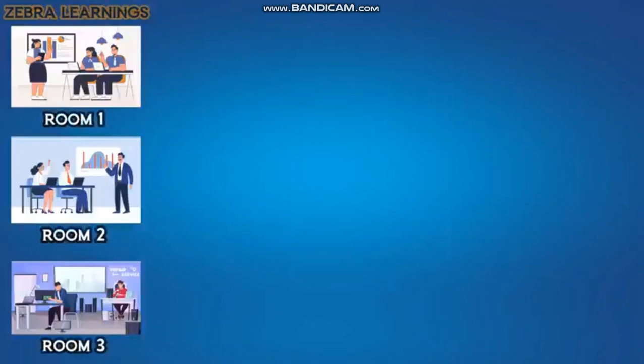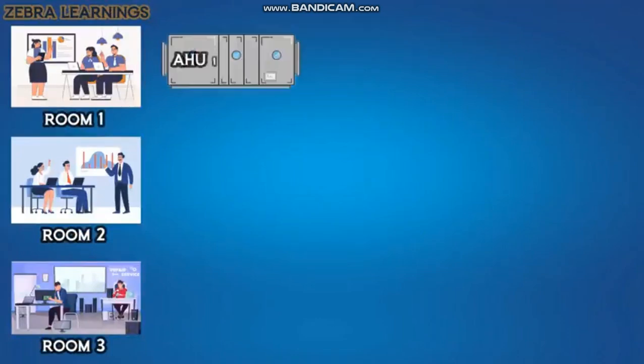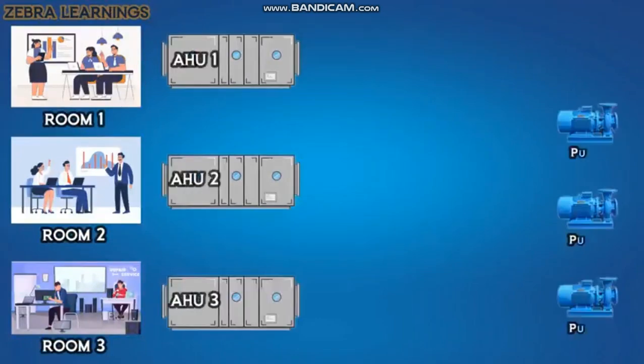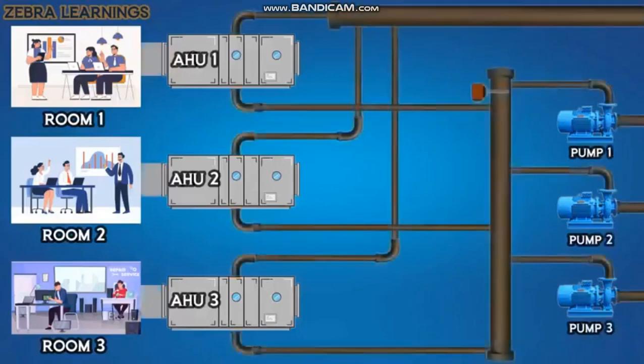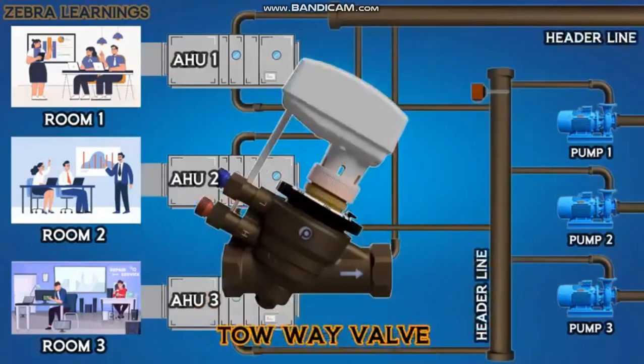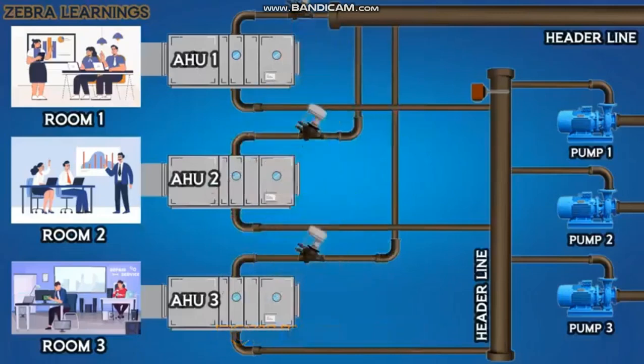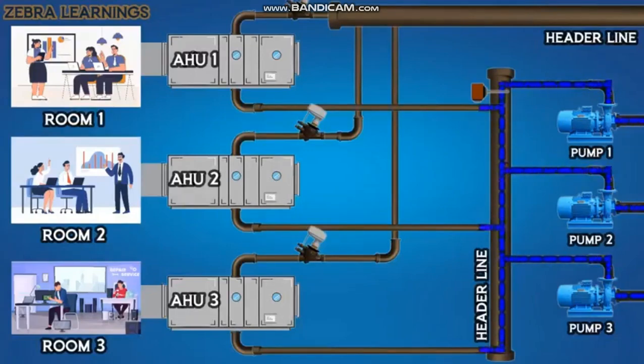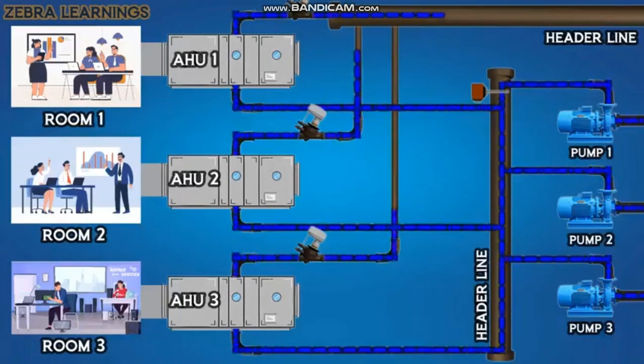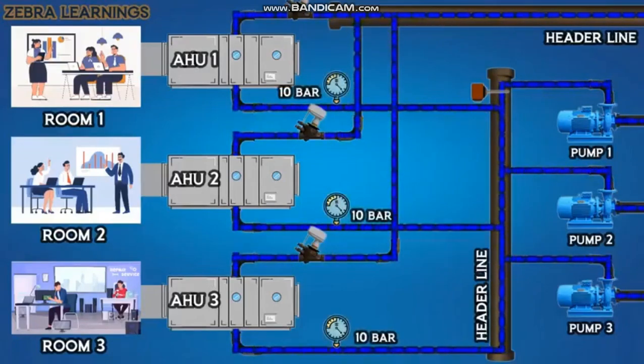Let's take 3 rooms, and take 1 AHU for each room, and 3 pumps. Now let's install two-way valve in AHU. The pumps are sending water from the chiller to the AHUs. Let us take its pressure in the pipeline as 10 bars.